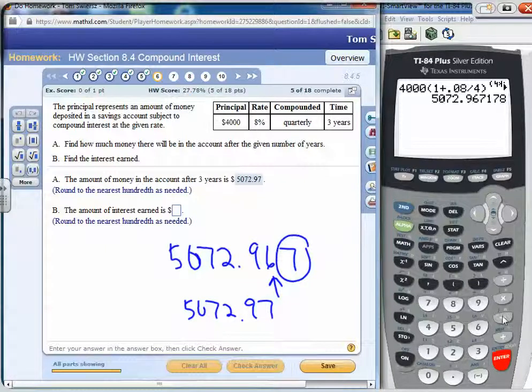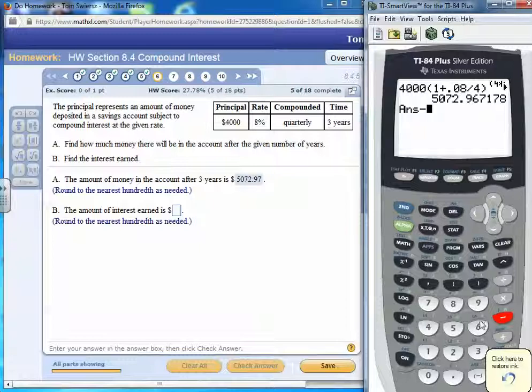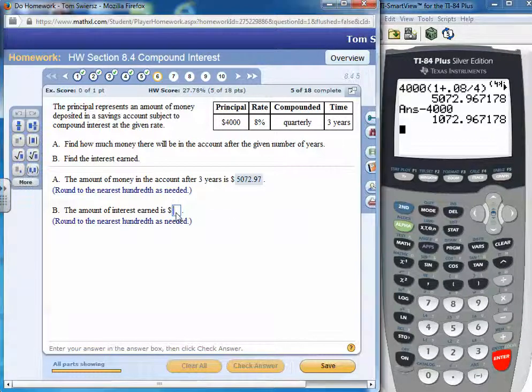So if we do it on our calculator, subtract the 4,000, the original principal, and that tells us how much money we made, which, again rounded to the nearest penny, would be $1,072.97. All right, very good.